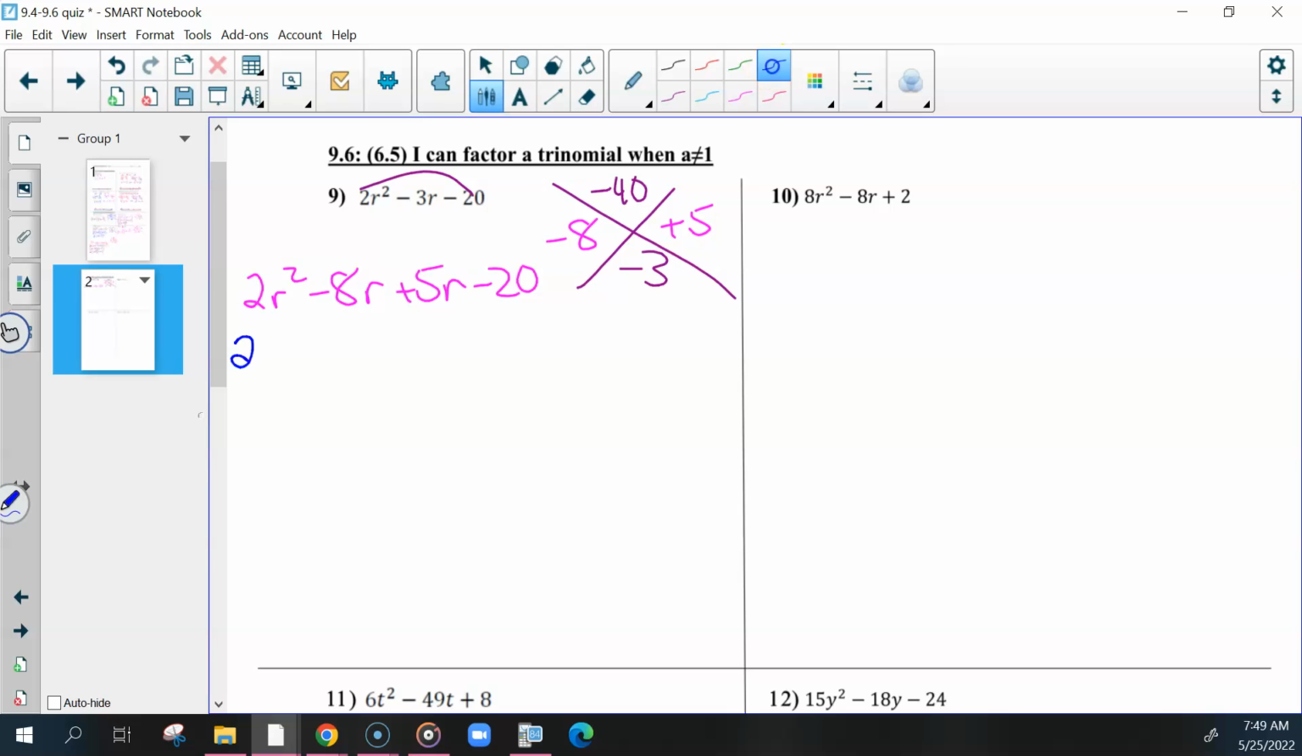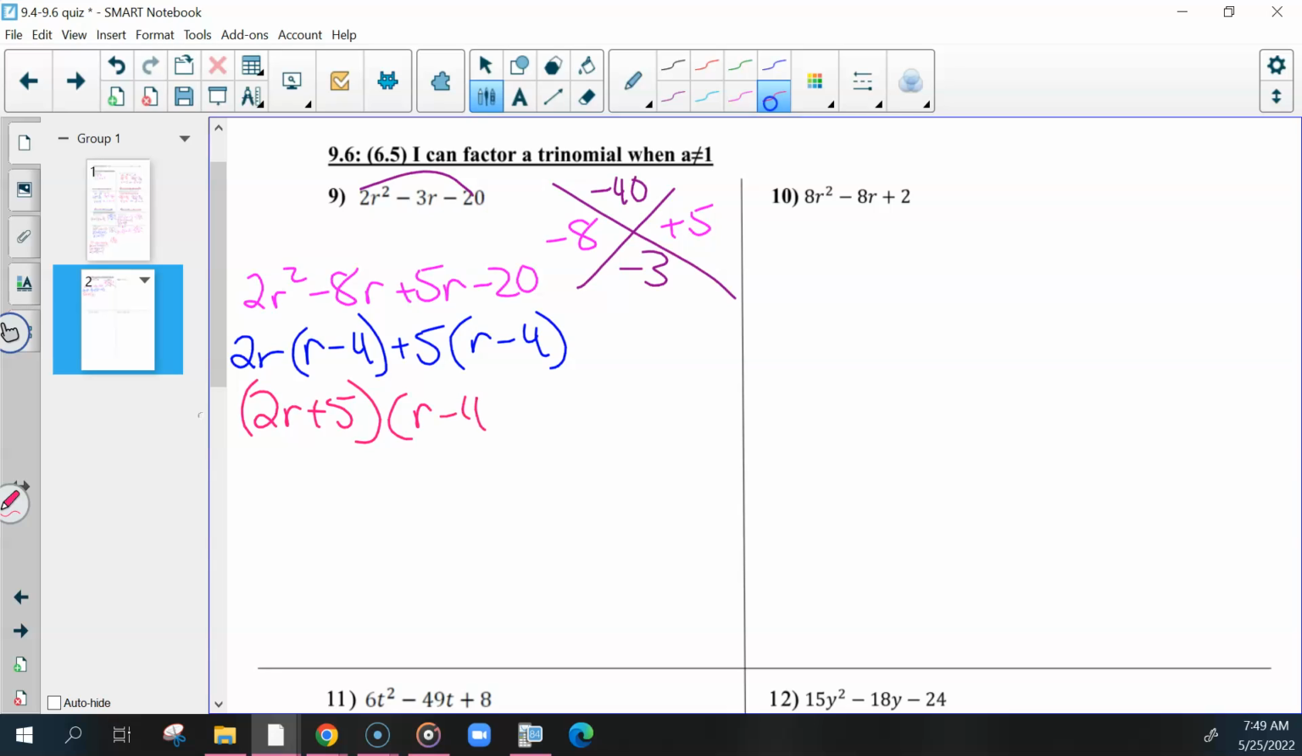These two have in common 2r. If we divide that out, r minus 4 is left. These two have 5 in common, positive 5. If we divide that out, r minus 4 will be left. And then our final answer should be 2r plus 5 and r minus 4.